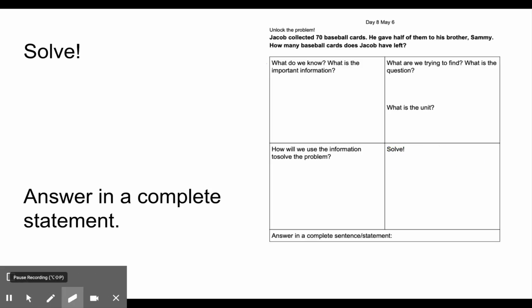The last thing that we're going to do today is answer in a complete statement. So how many cards does Jacob have left? Your complete statement would be something like, Jacob has blank cards left. And write that down here.